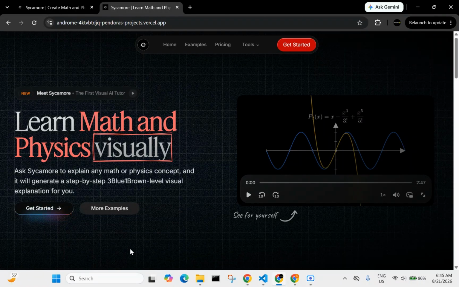and visuals to help you understand whatever you're trying to understand. So it's kind of like enter in a topic and get back a 3Blue1Brown level video. If you know 3Blue1Brown, he makes really cool math videos, and we're using the same engine he does, which is Manim.